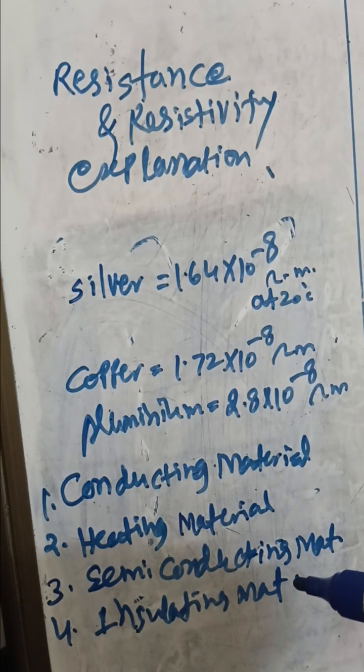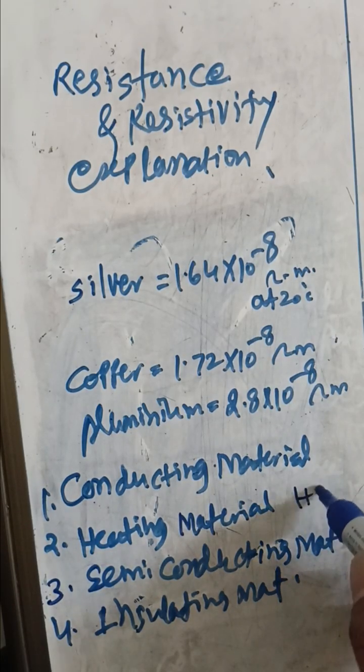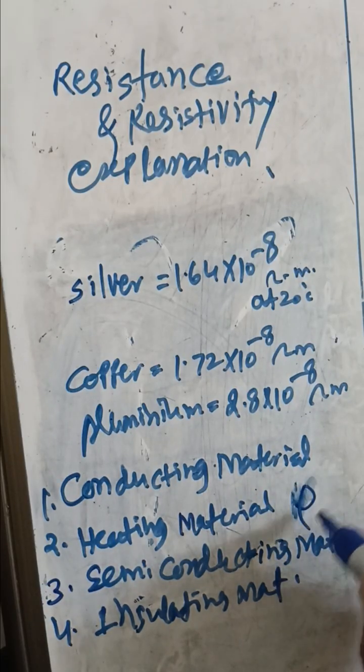Now for heating materials, used in appliance heating elements, furnace heating elements and rheostats, nichrome, constantan and manganese are used, which are high resistivity materials. Resistivity is high, rho is high.